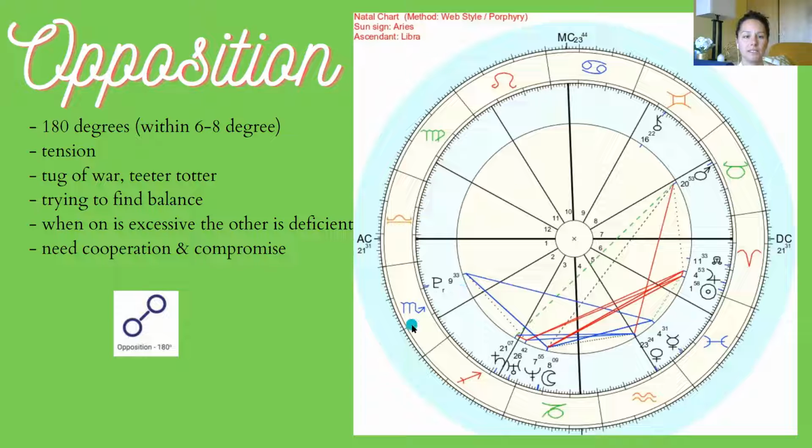But opposite means that there's tension. It's like a tug of war. One wants one way and the other wants the other way. So if one's pulling too hard, the other one's going to be down, like it says, deficient. So they always need to be cooperating and balancing each other out and compromising. That's always something to note when there's an opposition, that there might be some tension there. How are we going to balance these energies? Give due respect to each side.